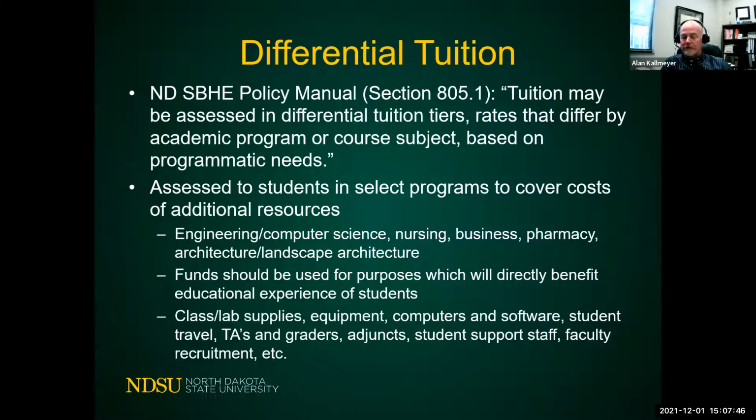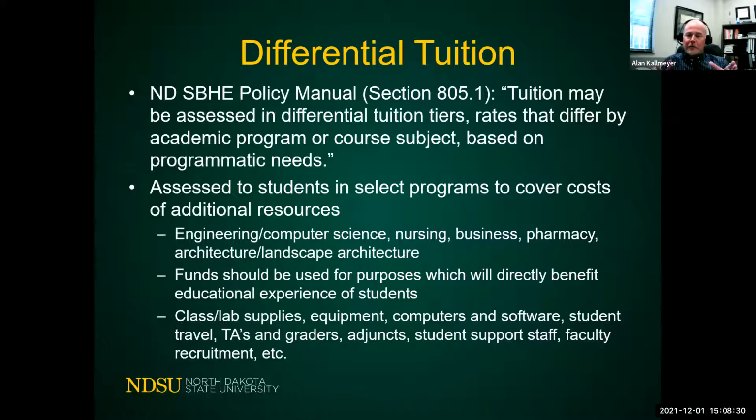So that might include things like covering lab equipment. In engineering, we have a lot of labs, and we have to purchase equipment. We have to maintain that equipment. We have to calibrate that equipment. We have high computer needs, computer software licenses that we buy. With all of the labs that we run, there's quite a few TAs that we have to hire. So typically our TAs, our graders, if we need to hire adjunct faculty, additional support staff for our students and so on, those are all the uses that you can use for the differential tuition funds.